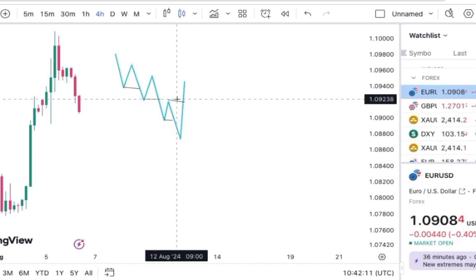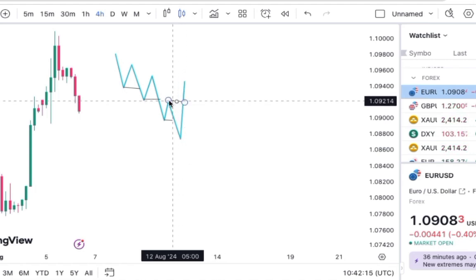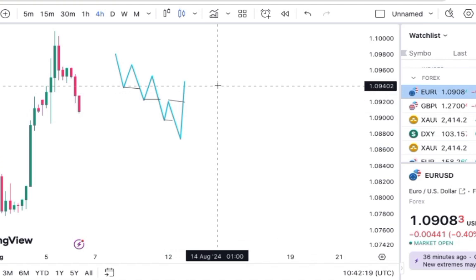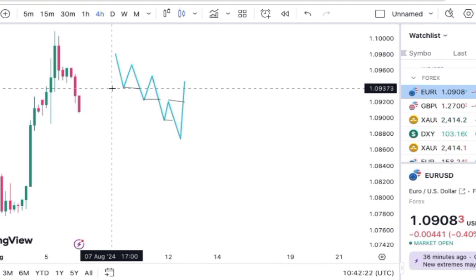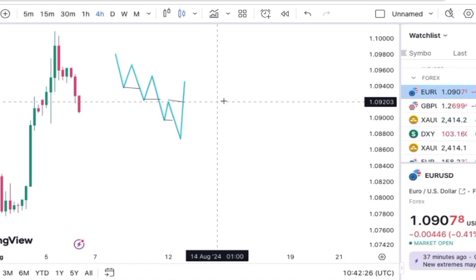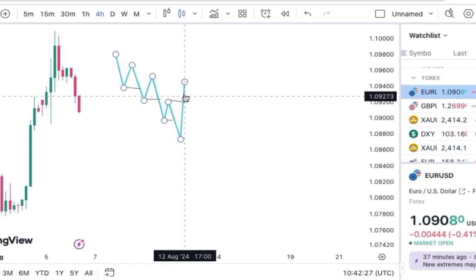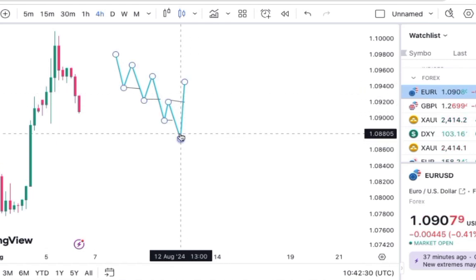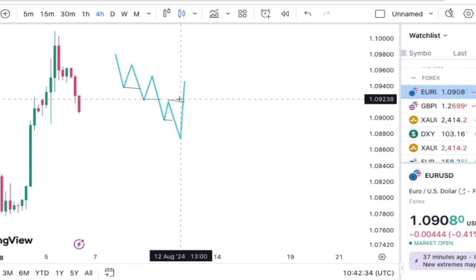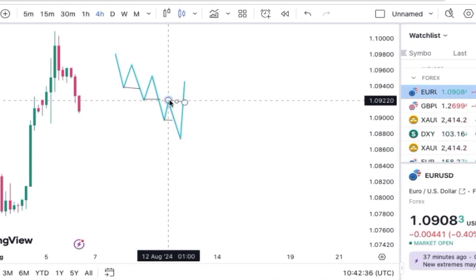So the moment it takes out this high, we know that we are no longer going to be selling, we will shift to buying. It was actually selling; downtrend means selling, uptrend means buying. Right now there's a change of character because it broke the recent high. So what are we going to do? We are going to start looking for the opportunity to buy.